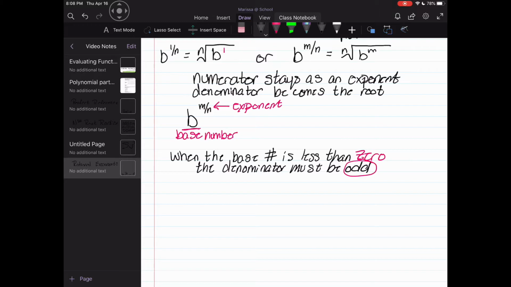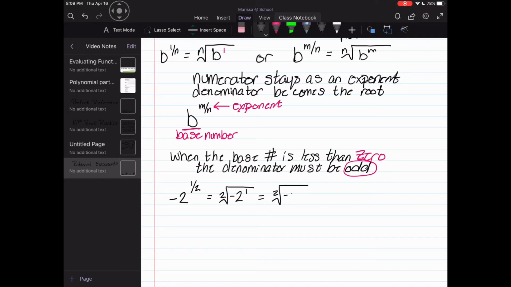And here's why. So odd is your important word there. If my base number is less than 0, let's say my base number is -2, and I have 1 over 2. I'll just use something simple. It's less than 0, so I fulfill the first requirement, but I'm going to make the denominator an even number. I'm going to make it 2. That means that when I'm flipping this, my root becomes 2, and I'm taking the square root of -2 to the first power. Well, anything to the first power is itself.